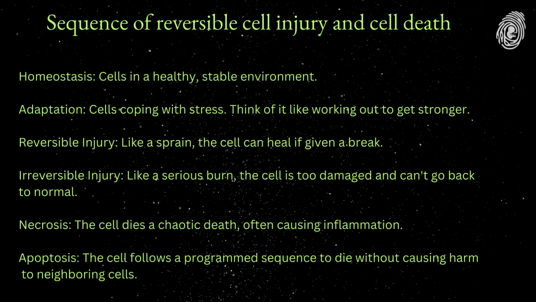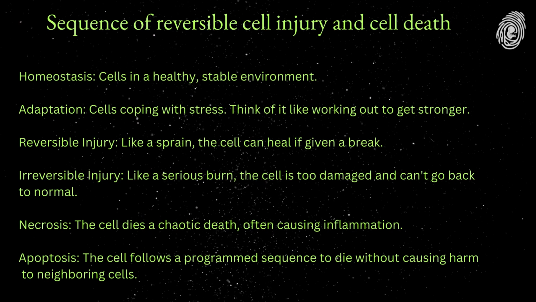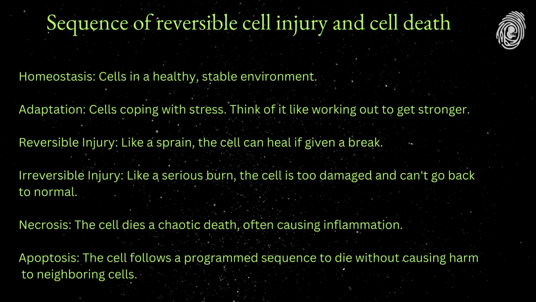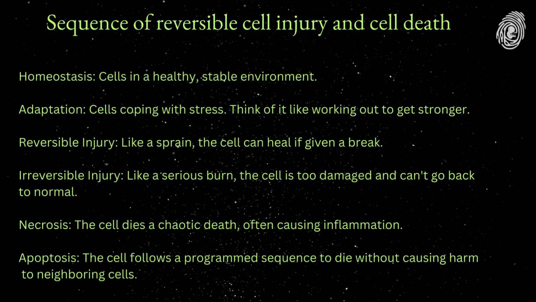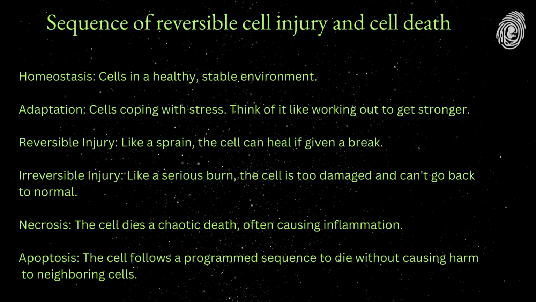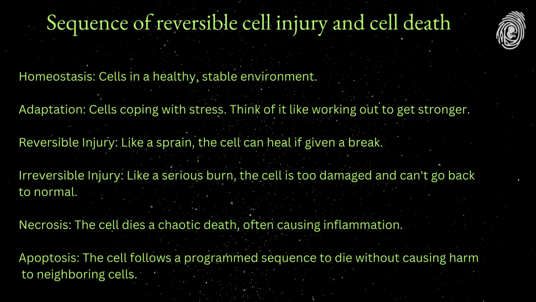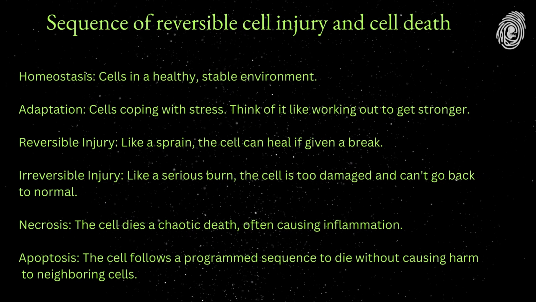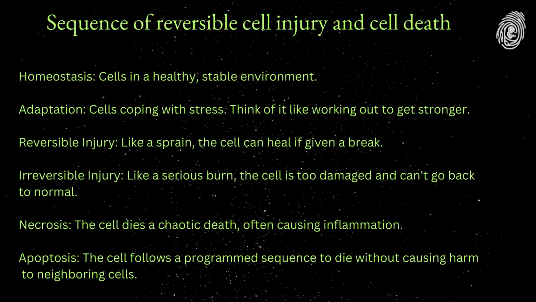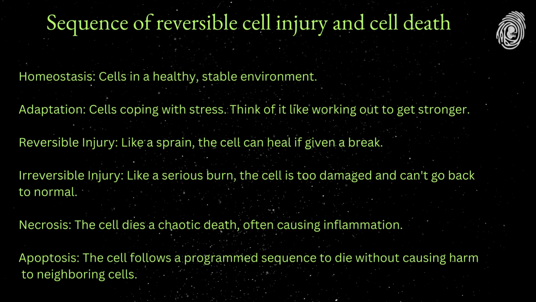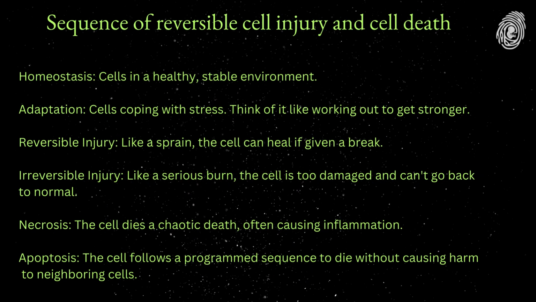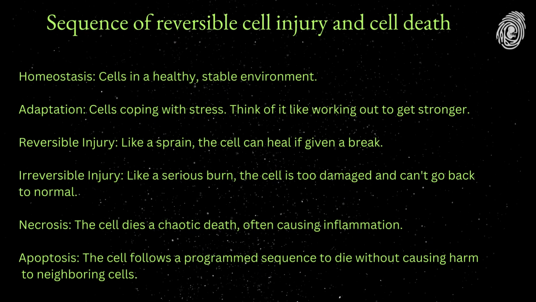Reversible injury, like a sprain, the cell can heal if given a break. Irreversible injury, like a serious burn, the cell is too damaged and can't go back to normal. Necrosis, the cell dies a chaotic death, often causing inflammation. Apoptosis, the cell follows a programmed sequence to die without causing harm to neighboring cells.